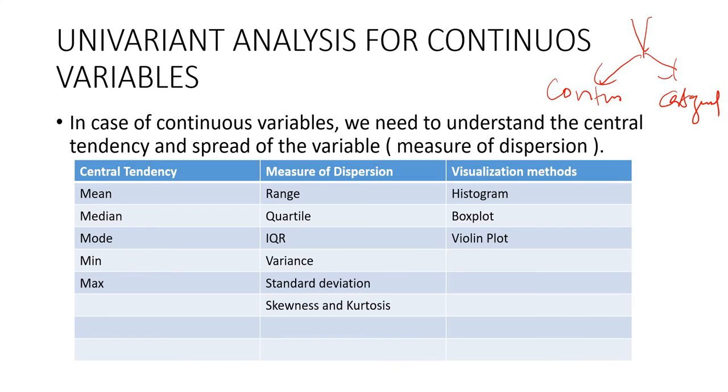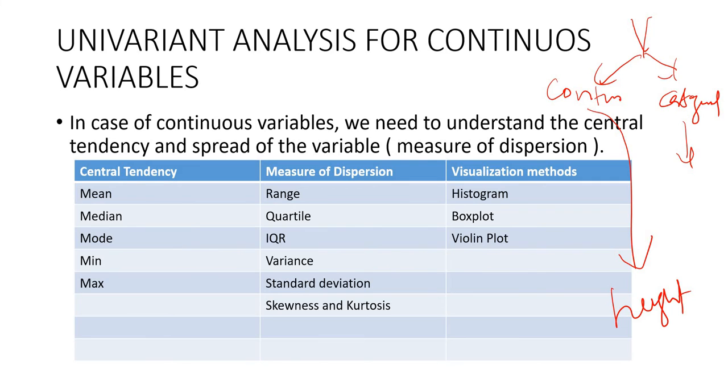Example, height of the students in a class. It can be 160, it can be 155. It's an example for a continuous variable, height of the students. When you talk about categorical variables, example, in a class, the students who appeared in the exam and the result, whether it is pass or fail.